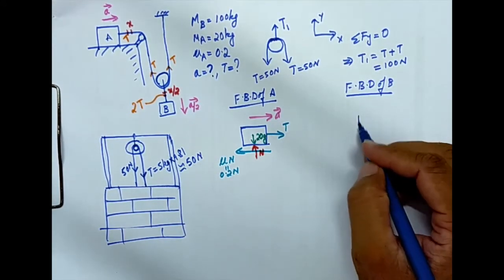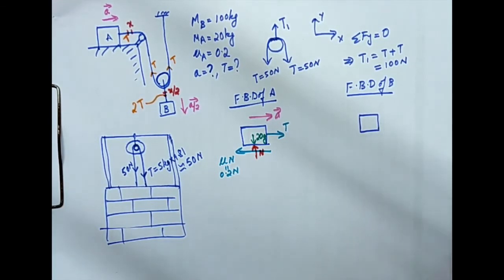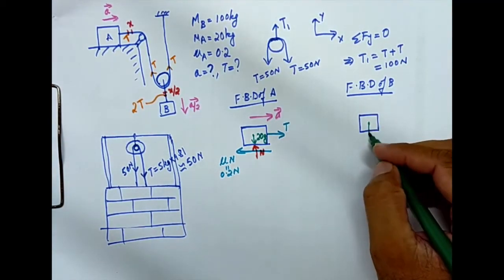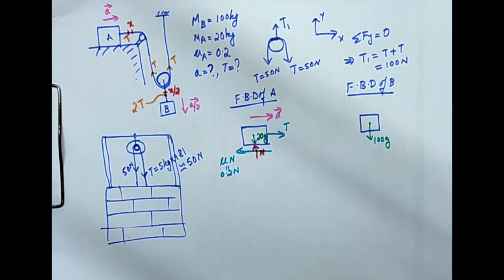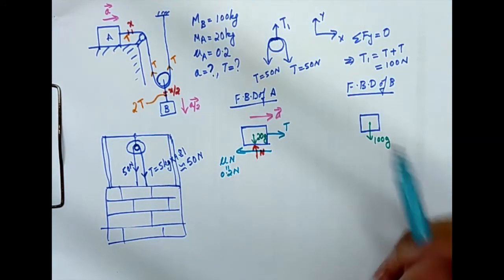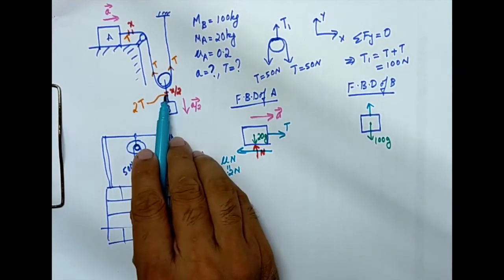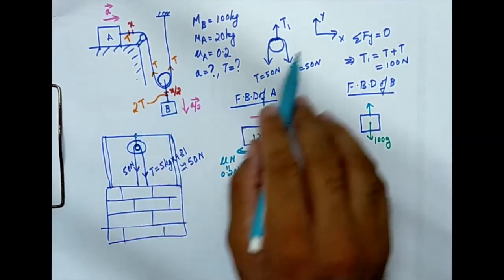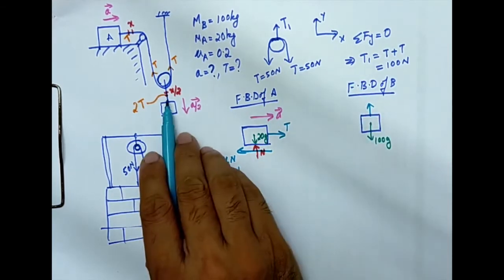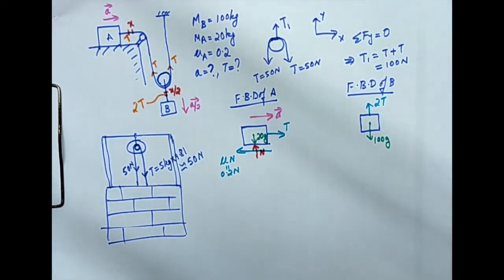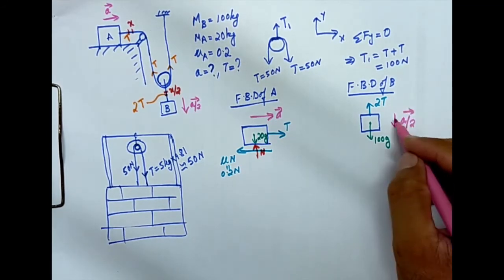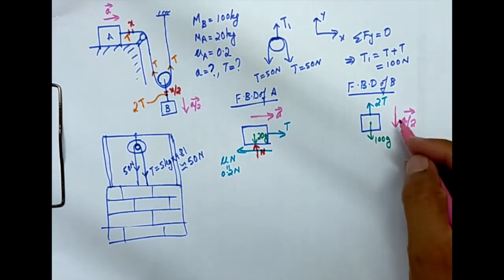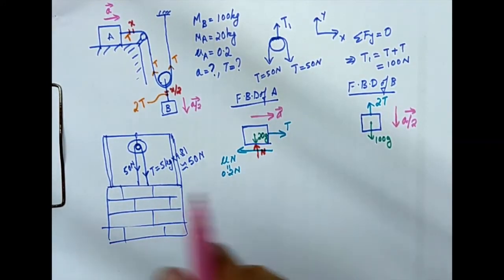So how will it look? The free body diagram of B will be something like this. The weight is acting downward. The weight is 100 kg, so 100 g, and the cable will be experiencing 2T. That is a concept that we explained here. It's not T, it is 2T. And this one is moving down with an acceleration A by 2. We need to be careful about this, and it is downward. Here it is to the right, here it is downward.